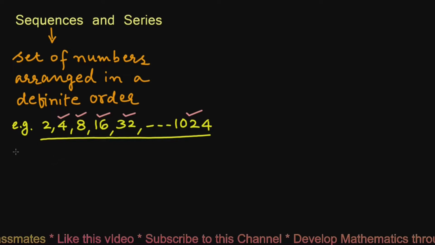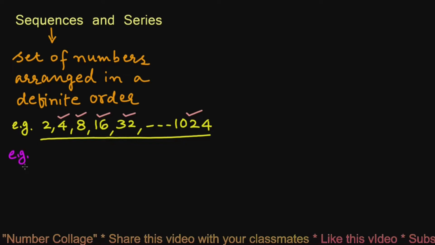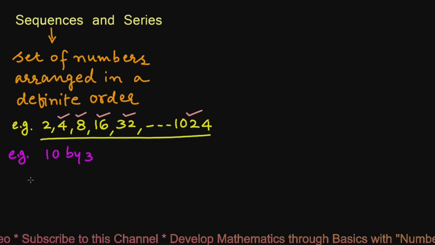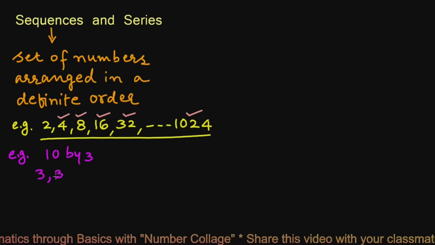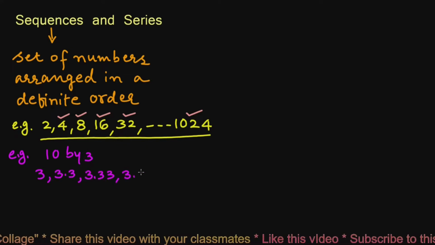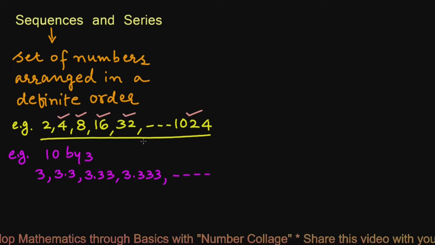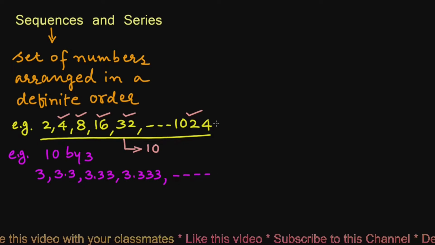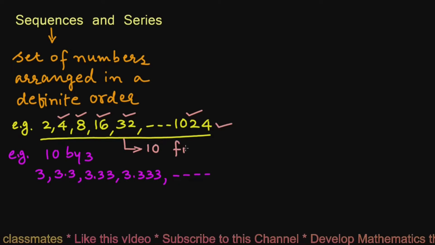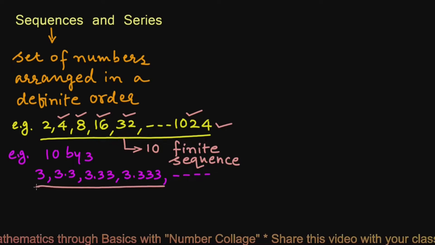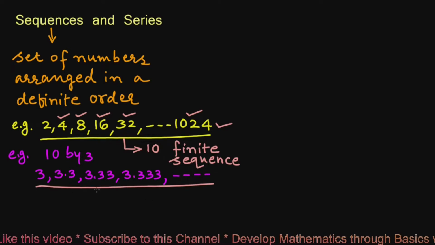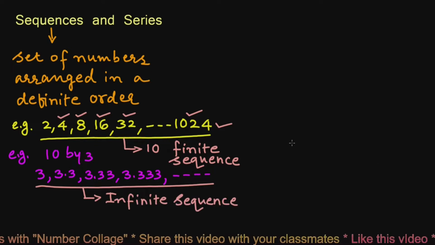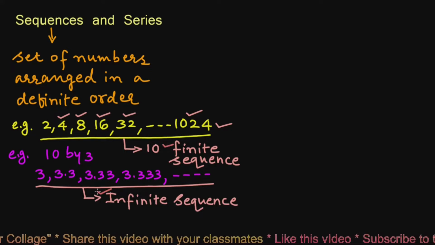We also can have a set of numbers, for example, the successive quotients that we obtain in the division of 10 by 3 at different steps of division. In this process, we get 3, 3.3, 3.33, 3.333, and so on and so forth. Here, the numbers in the first set are only 10, which is countable. Therefore, that sequence is a finite sequence, while the numbers in this sequence are infinite. Therefore, this sequence is called an infinite sequence. So we have either a finite sequence or an infinite sequence.